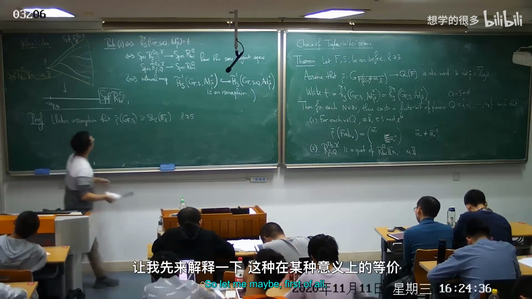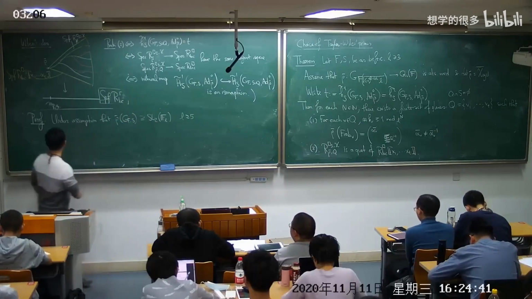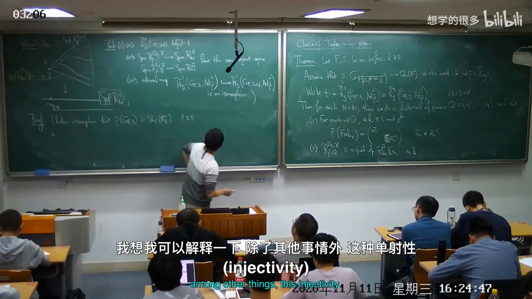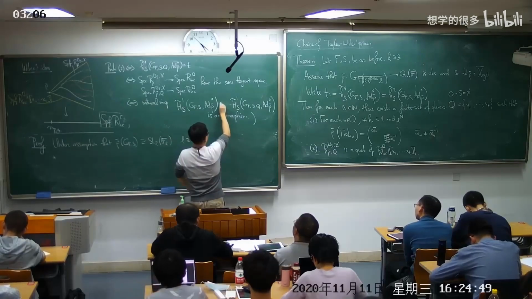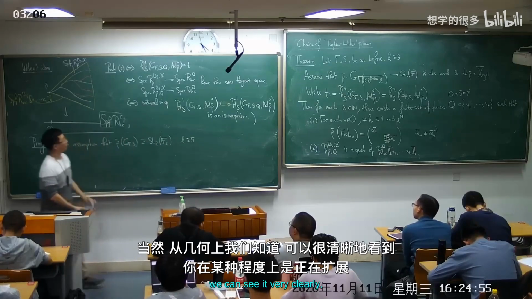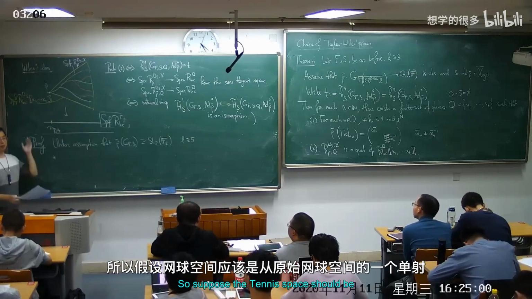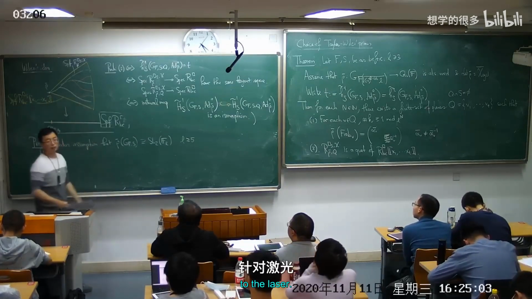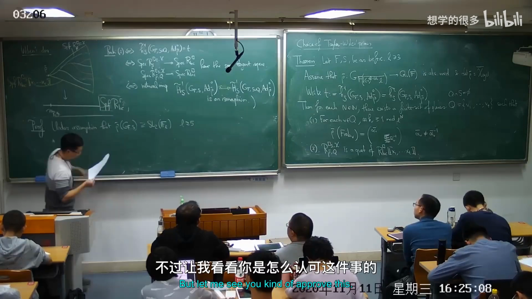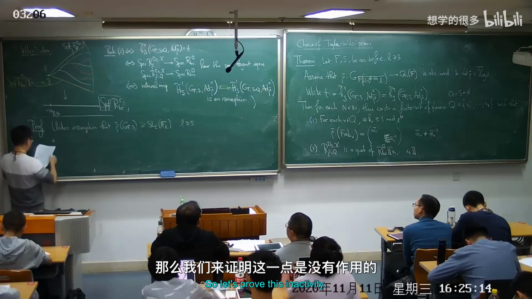So let me first of all explain a little bit this equivalence, and among other things, explain this injectivity. Of course, we know geometrically, we can see it very clearly. You're growing your deformation space. So supposedly there should be an injection from the original tangent space to the later tangent space. But let me still prove this. This is relatively easy, I guess. So let's prove this injectivity.